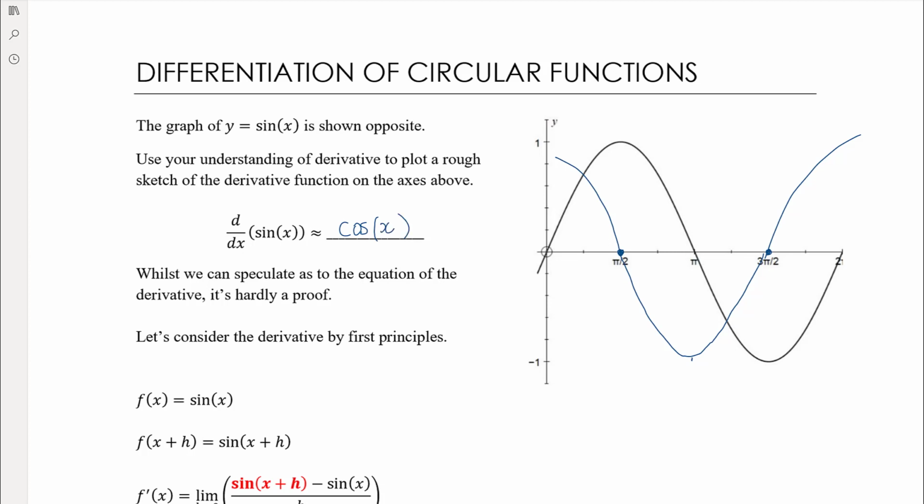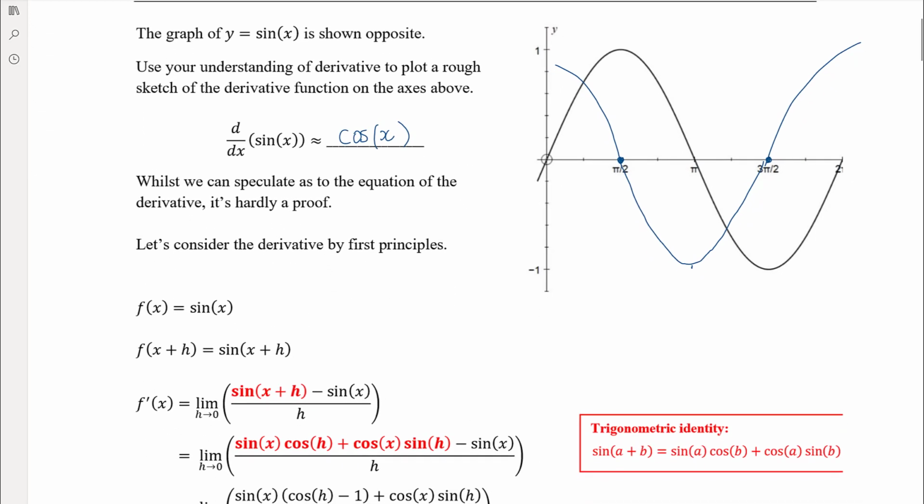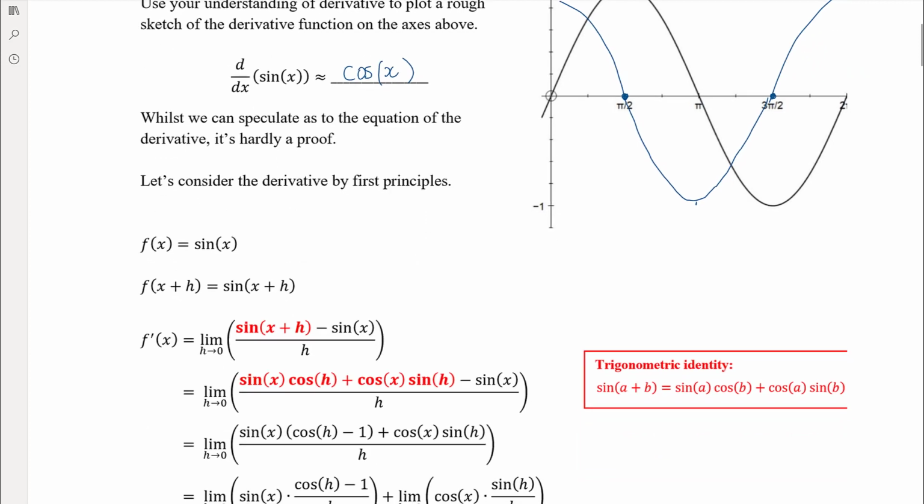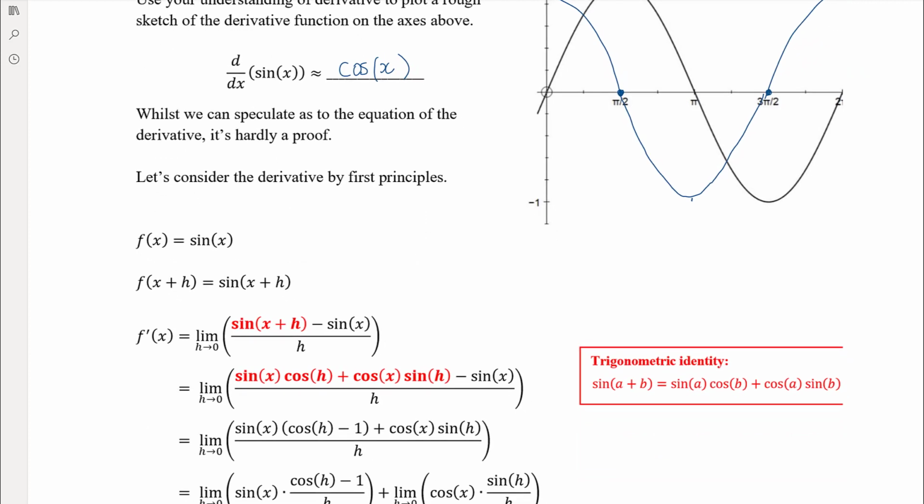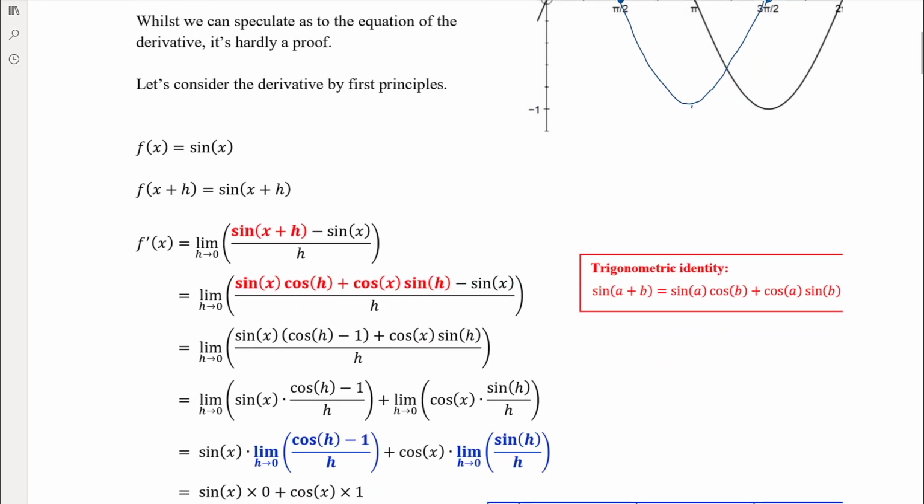Alright, so let's think about the derivative by first principles. Now this, I've worked this fully through because it uses a number of things that we don't know about. But if f of x is sine of x, then f of x plus h is sine of x plus h. So the derivative is the limit as h approaches 0 of sine of x plus h minus sine of x all over h.